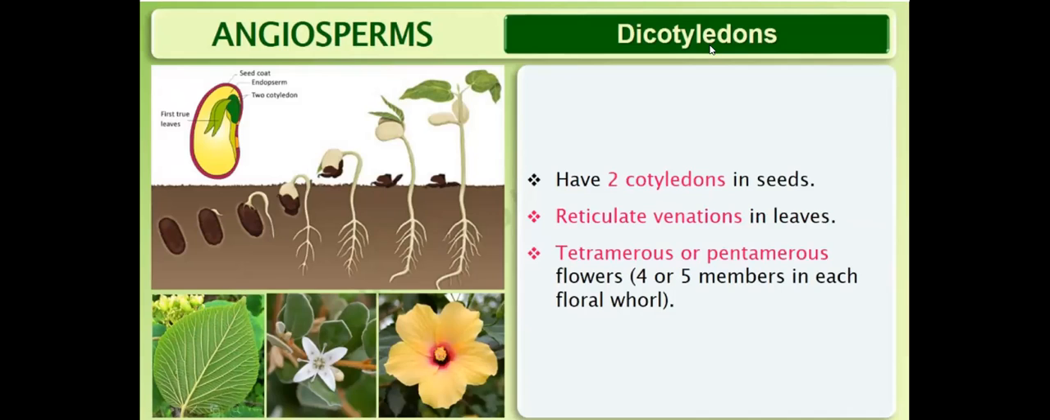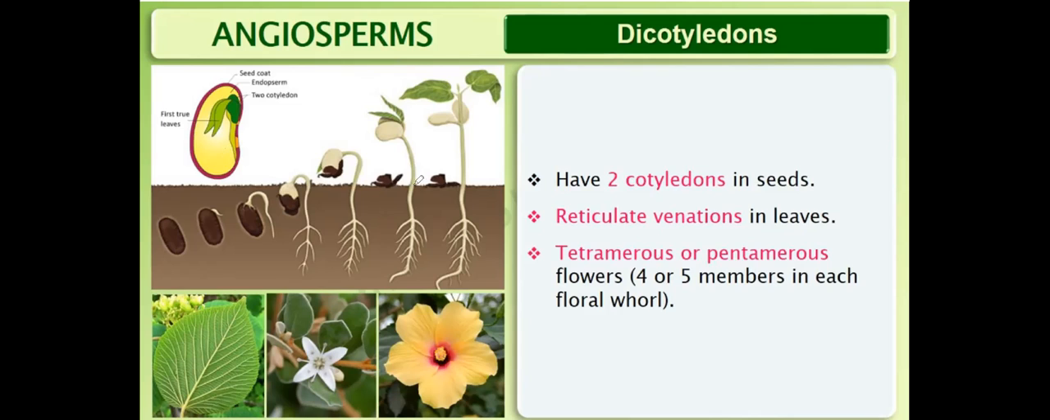Now we'll discuss dicotyledons. These dicotyledons have two cotyledons in the seed. On the basis of the seed, we can identify whether it is monocot or dicot. If it is dicot, it will have two cotyledons. This is the seed coat, then there is endosperm, then in the seed there are two cotyledons. This green color, two cotyledons. From these cotyledons, the first true leaves develop.